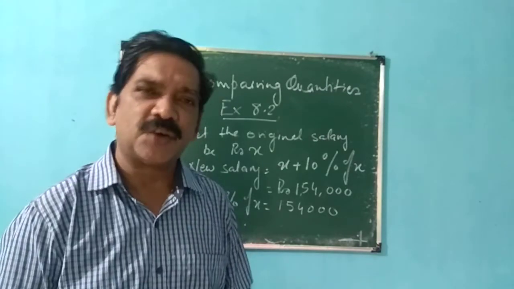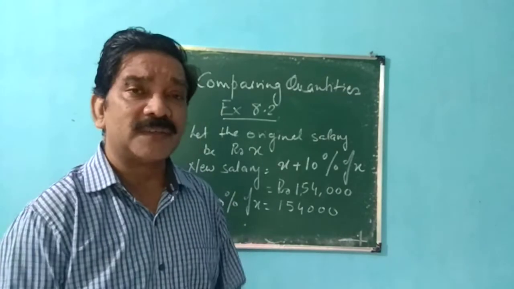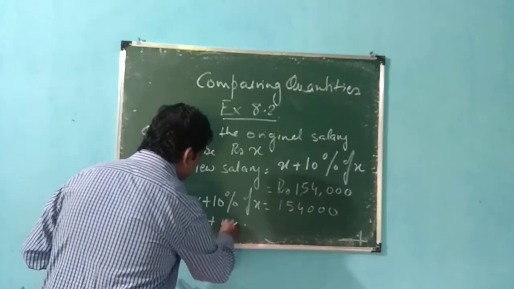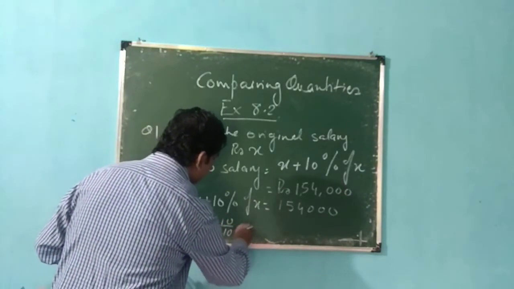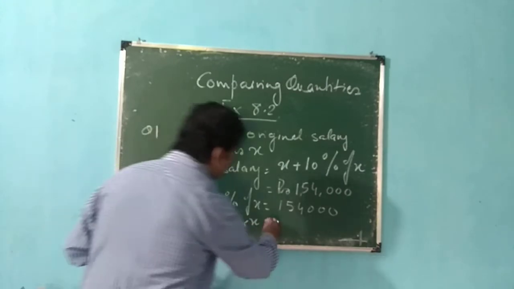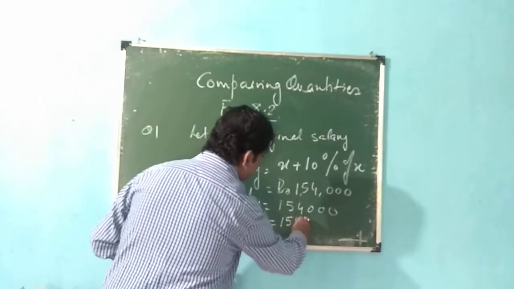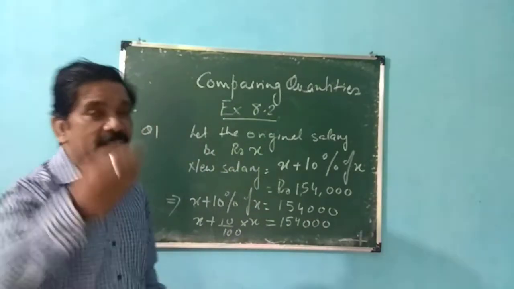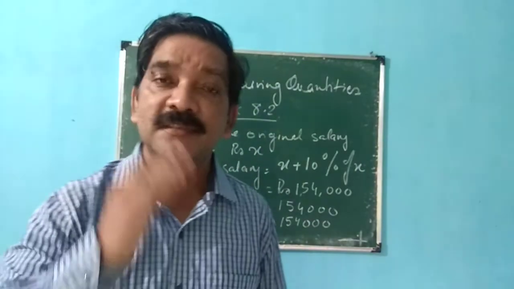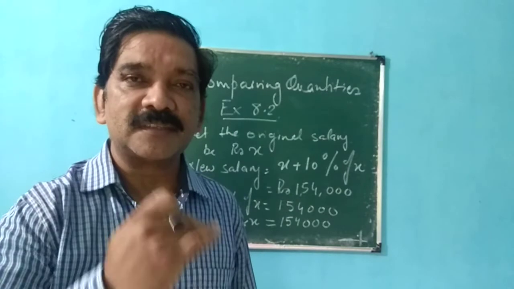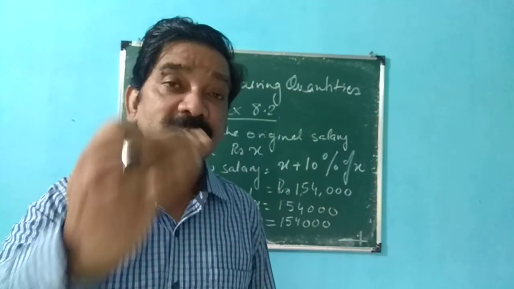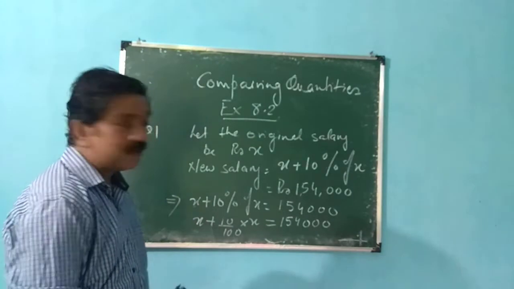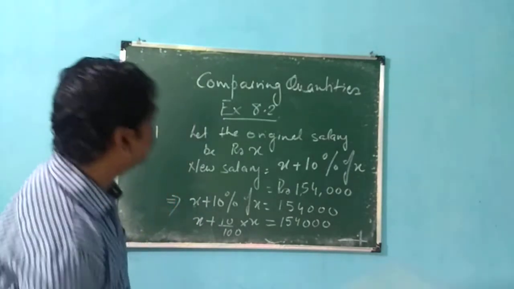Now we are supposed to find out the value, like how we did yesterday or in the previous classes. So this is 10 by 100 into X is equal to 1,54,000. 10% means 10 by 100. Anything out of 100 is a percentage. 5% means 5 by 100. Let me say 6 by 100, it means 6%. So similarly, 10% means 10 by 100. So I hope this is clear now.